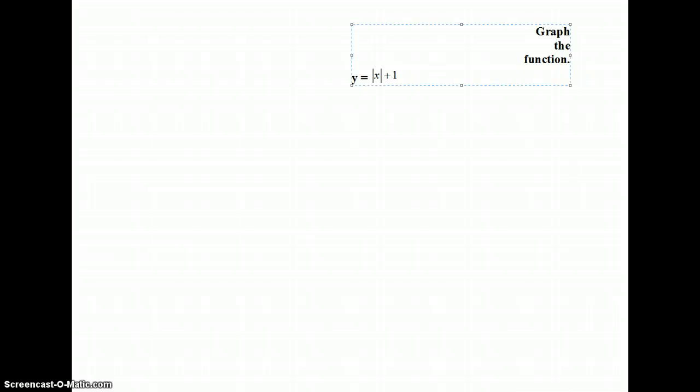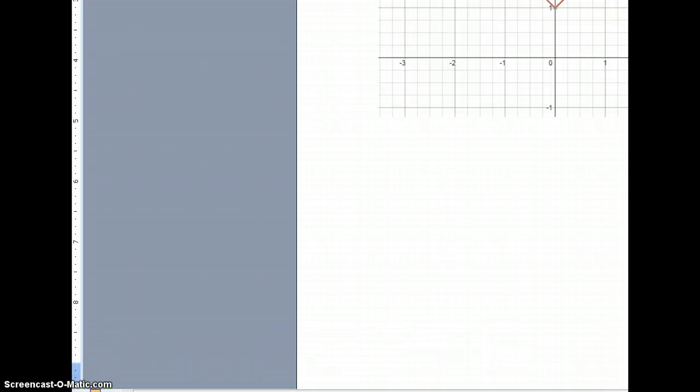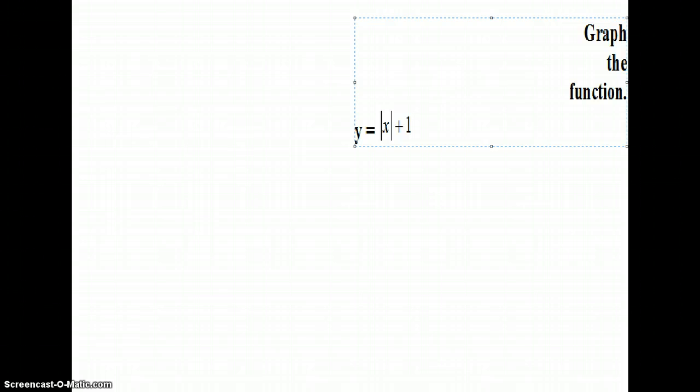We have to graph the function y equal to absolute value of x plus 1. Remember, with absolute value, no matter what you plug into it, it becomes positive. So let's draw our XY chart.